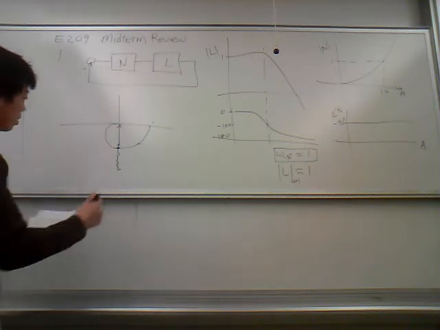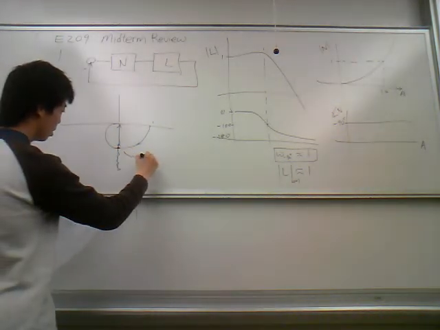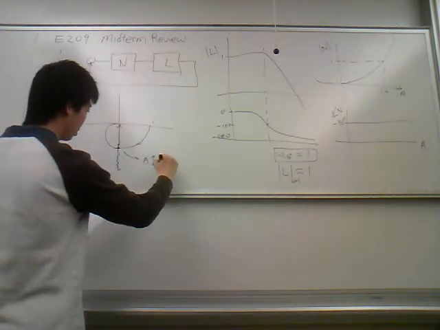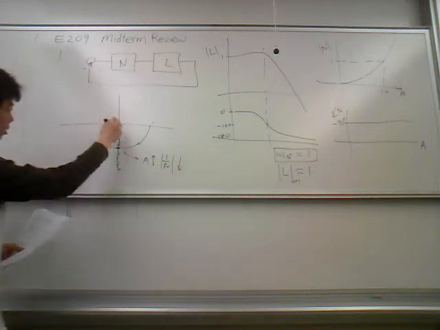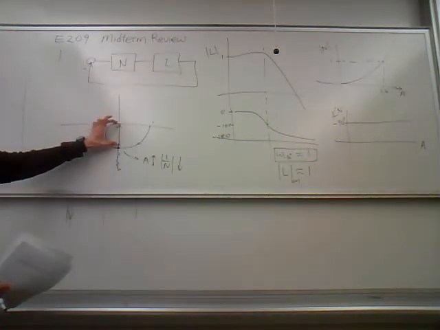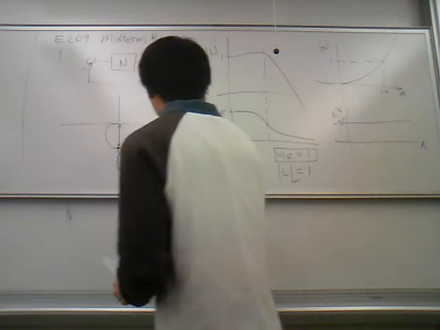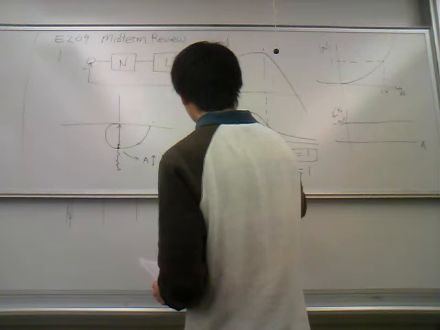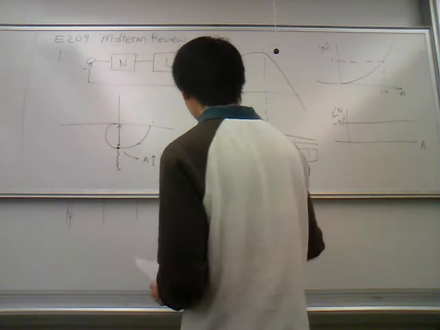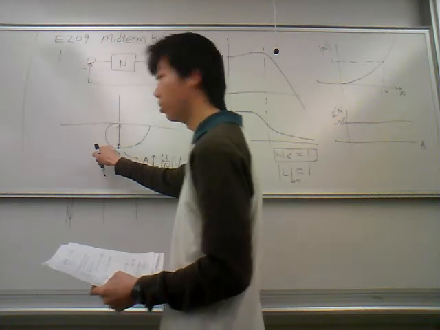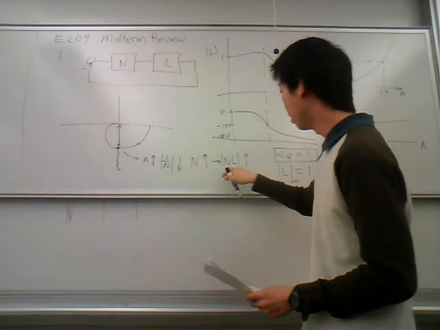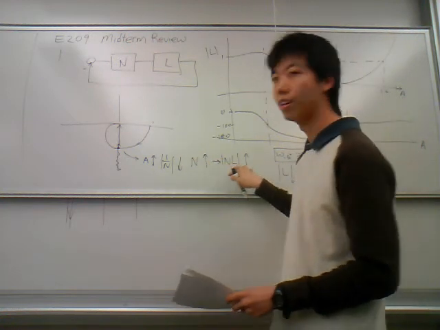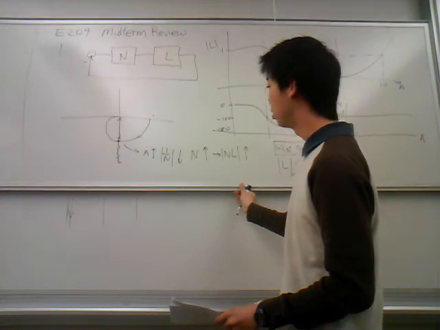right? That means, so when A increases, 1 over N decreases because this is the magnitude of 1 over N, it's now decreasing. So the magnitude of N increases, and the magnitude of NL increases. And if we're just on the point of neutral stability, and we increase NL, then that makes the Nyquist plot of NL larger, and it's going to encircle the negative 1 point.